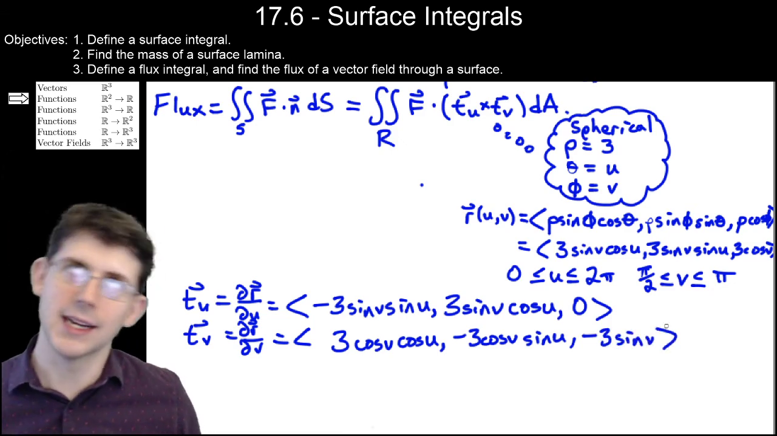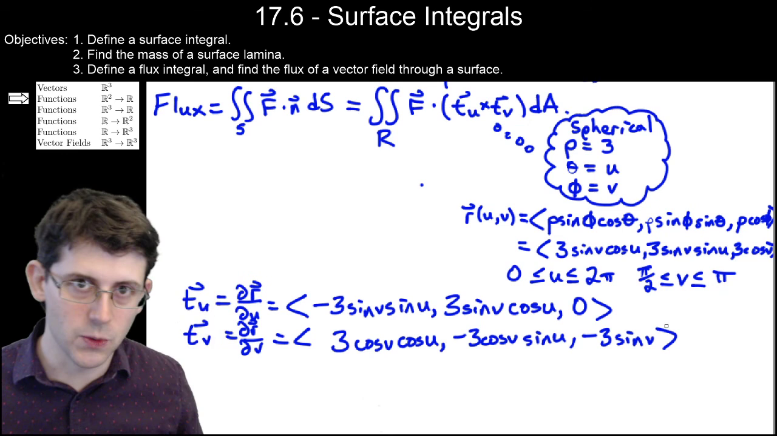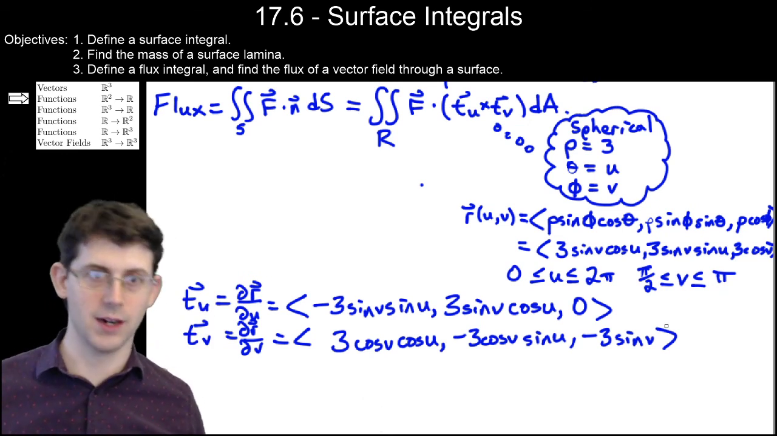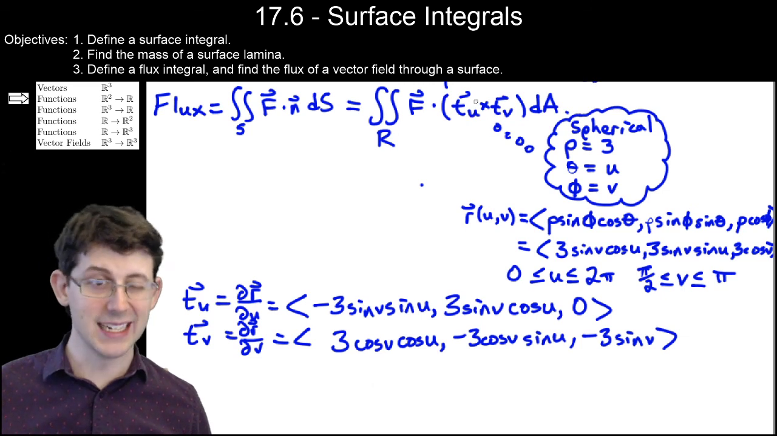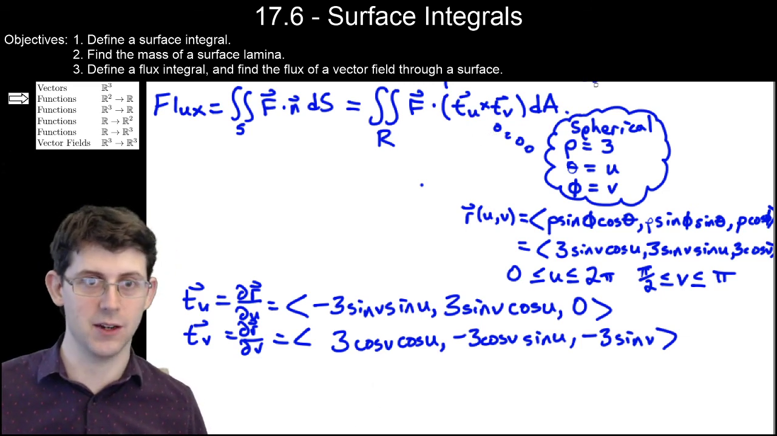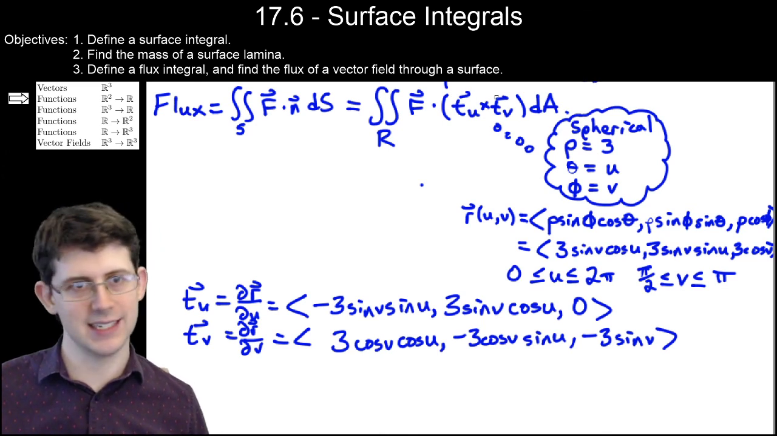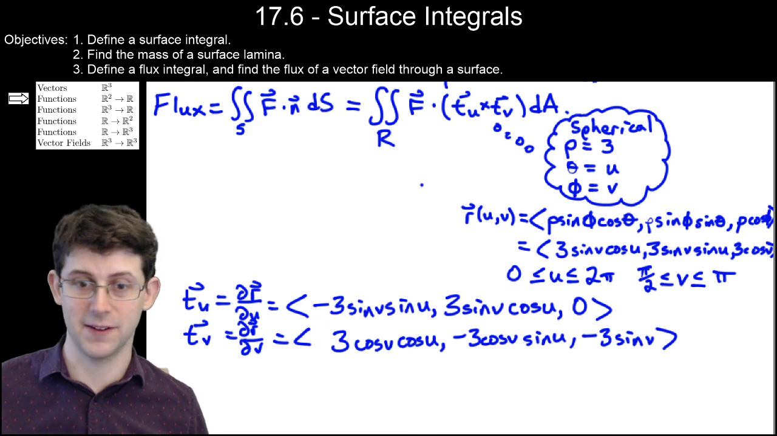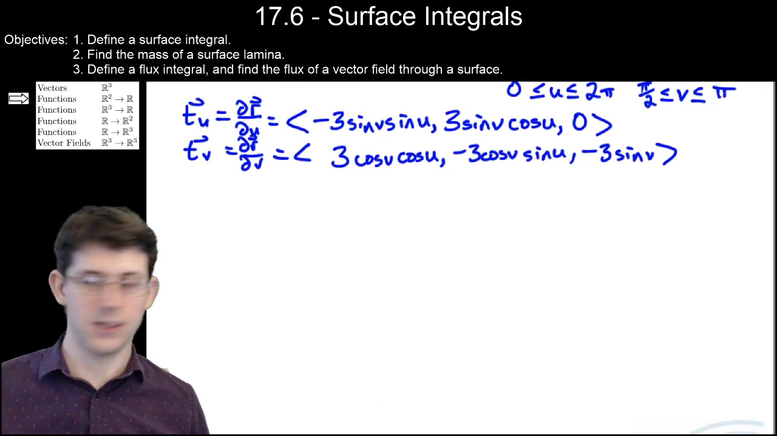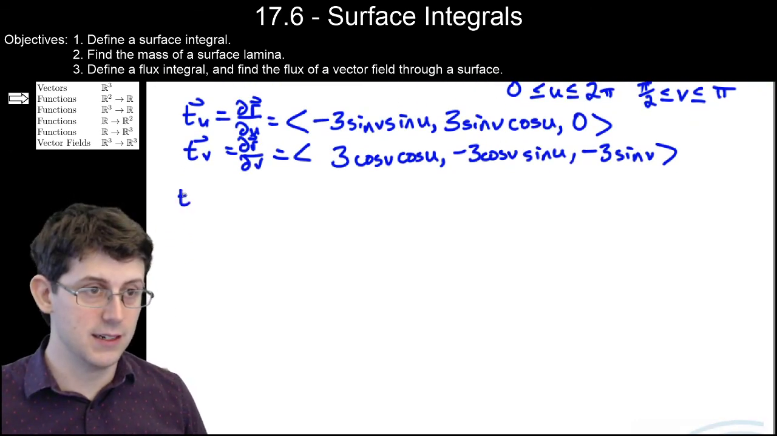You might be wondering, hang on, last time you had spherical coordinates, you got to skip all this work. Why did you get to skip it? The reason was that we already know what the magnitude of Tu cross Tv is. That's this rho squared sine phi from the Jacobian from forever ago. But this doesn't want the magnitude. This wants the actual vector because we're going to dot it with F. So let's get this actual vector.